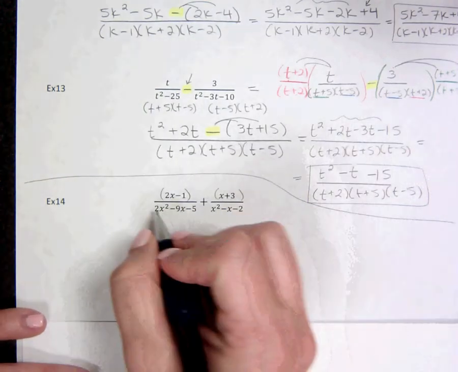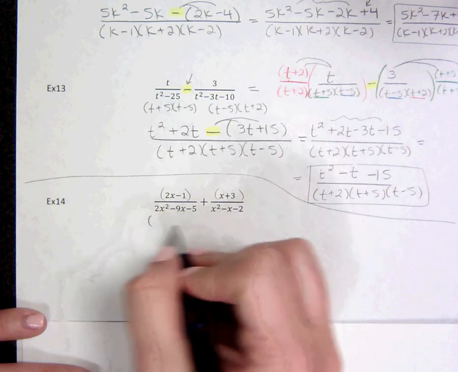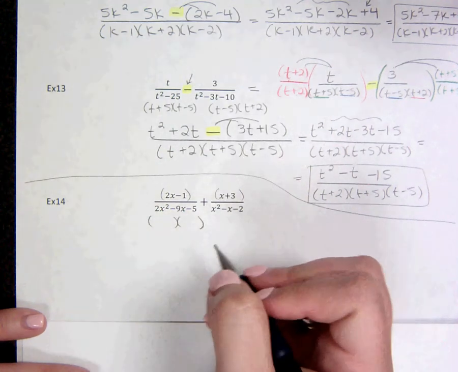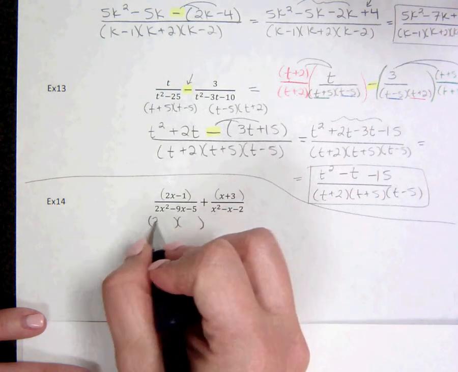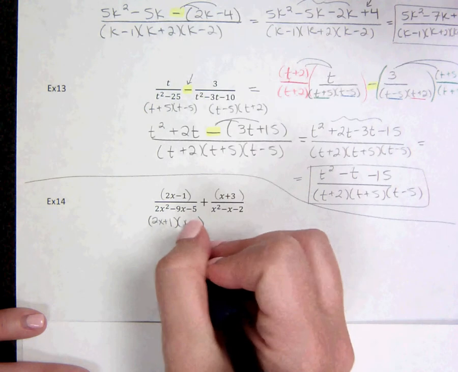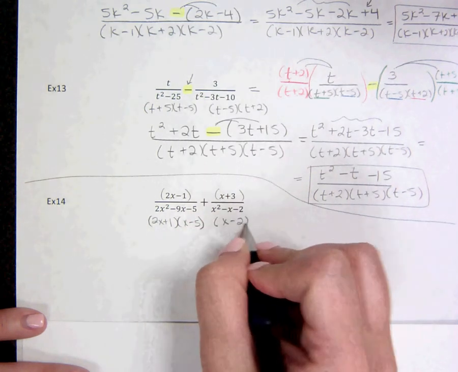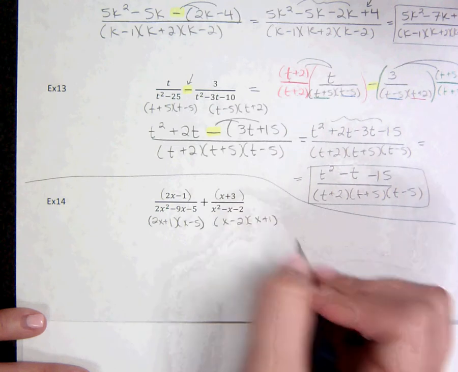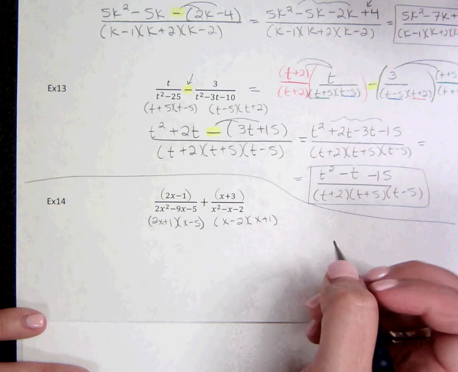So we always start at the denominator. They both have trinomials that need to be factored. I have already factored these, but you should make sure you can factor these on your own. The first one factors into 2x plus 1 and x minus 5, and the second one factors into x minus 2 and x plus 1. Let me make sure that's correct.